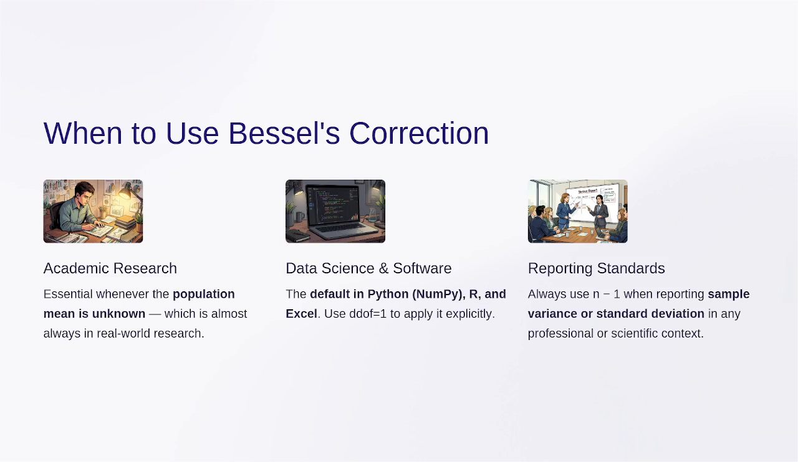So, when to use Bessel's correction? Use Bessel's correction whenever you are working with a sample and you don't know the population, which is almost always. That means in research, in machine learning, in surveys, in business reports, in experiments, even in software like Python and R. Bessel's correction is active.